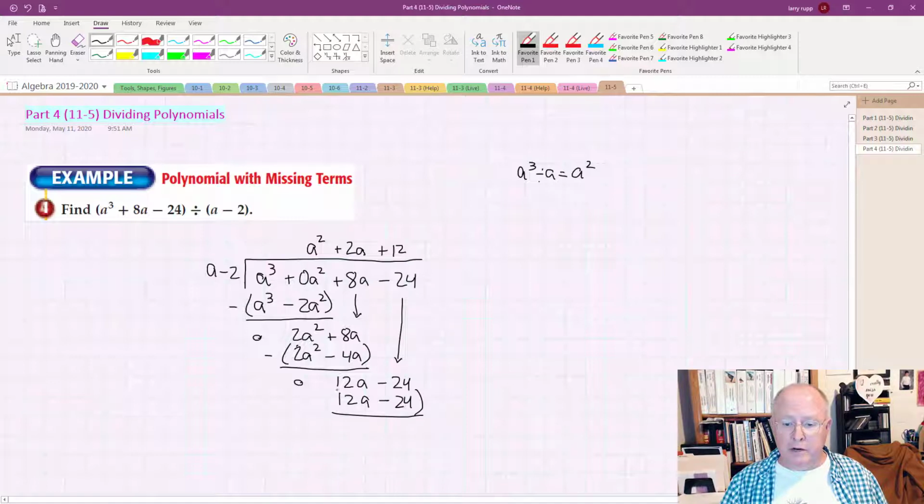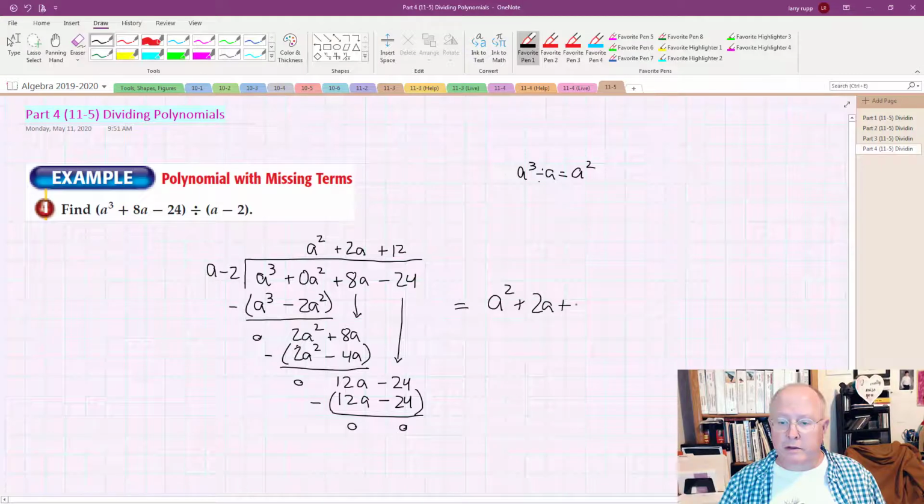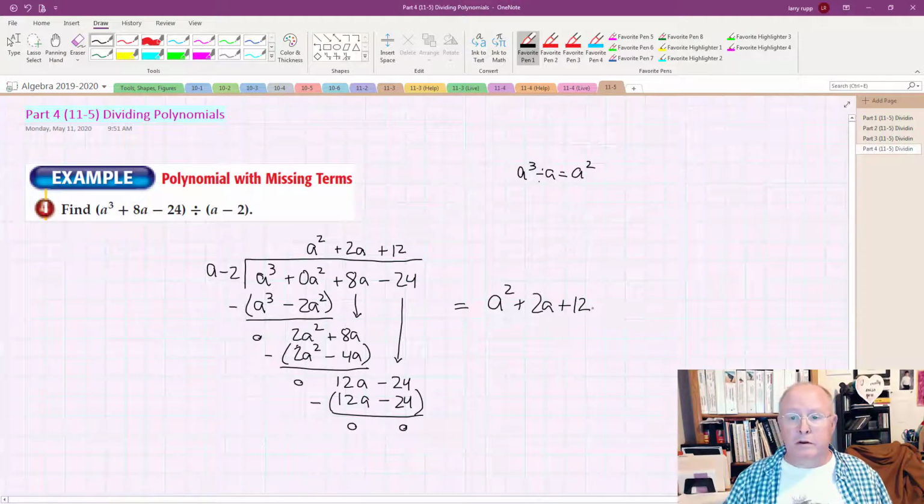And remember, you're subtracting this whole expression. So 12a minus 12a is 0. And negative 24 minus a negative 24 turns into negative 24 plus 24, which is 0. Okay? So then your solution is a squared plus 2a plus 12.